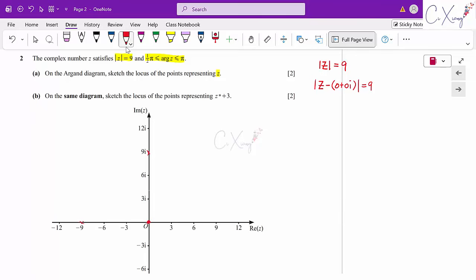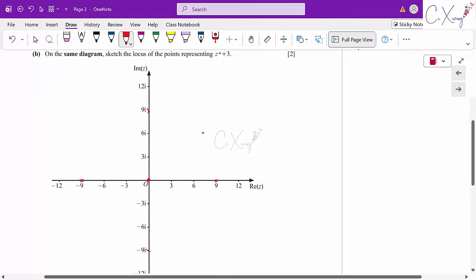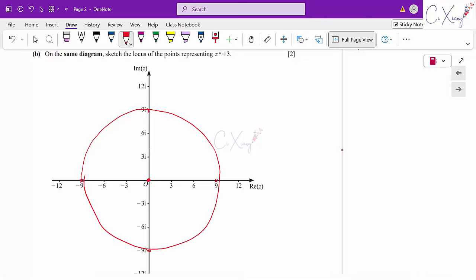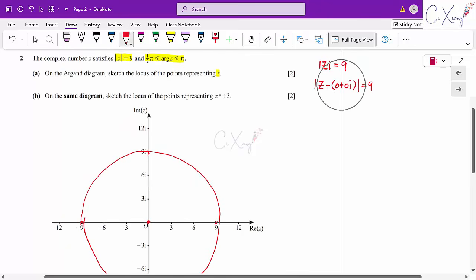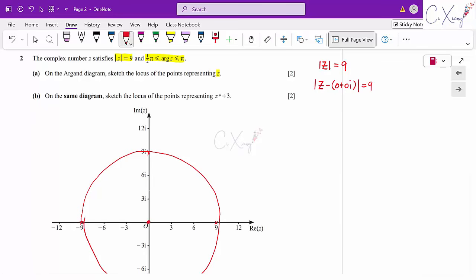So your z basically is this whole thing. Alright, you pass through all the important points at the 9. So these are the z. If let's say we are looking for this particular equation, the modulus z equals to 9. But they have another restriction here where the argument of z must be between pi over 2 until pi.